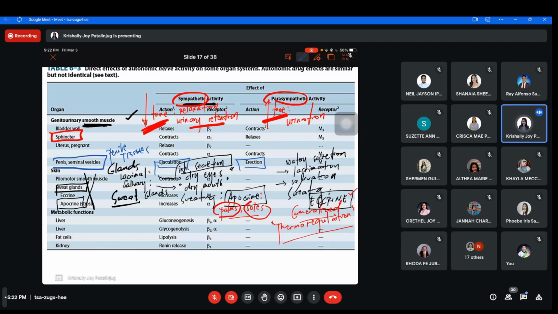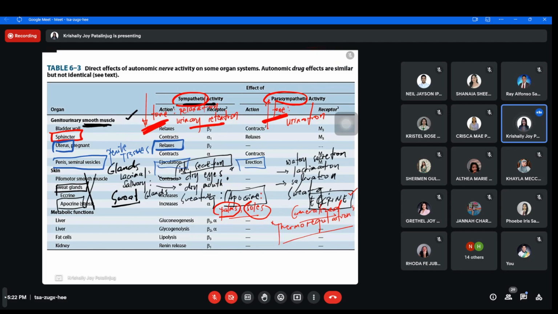Next, for uterus. Ayan. Ito din, uterus. Kung titingnan nyo, only sympathetic activity response yung meron kapag uterus. Okay? So take note, we only have sympathetic responses, which is relaxation of uterine muscle. Okay, yan yung sympathetic activity for uterus.